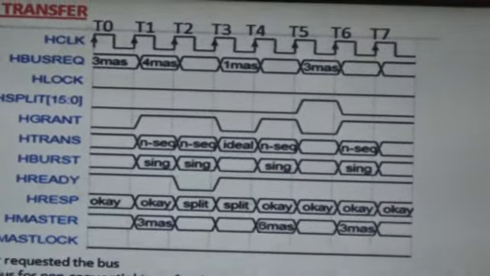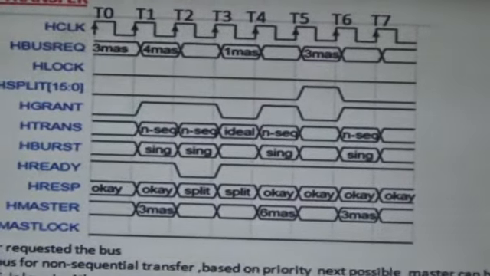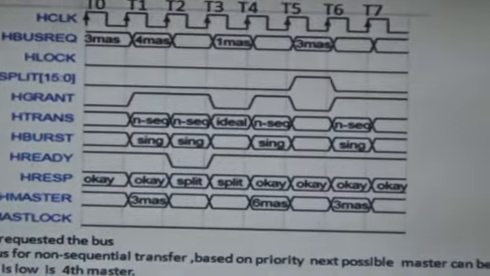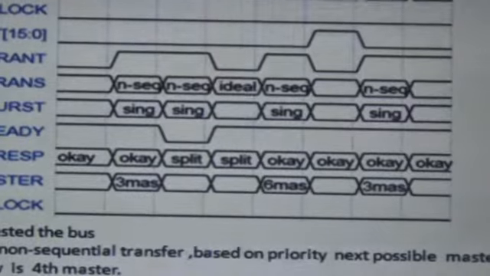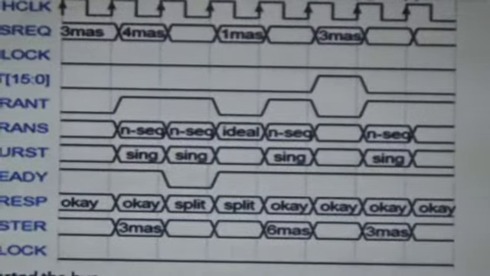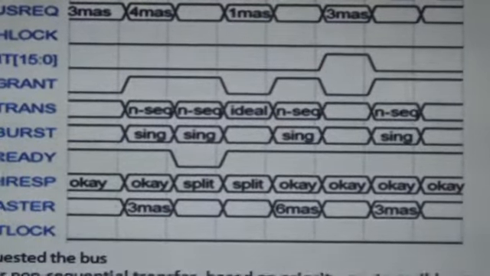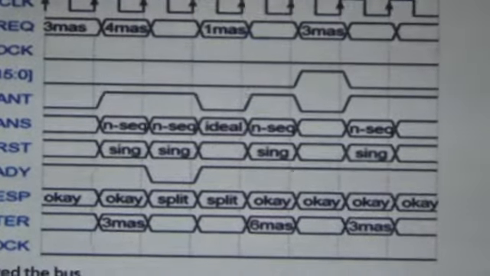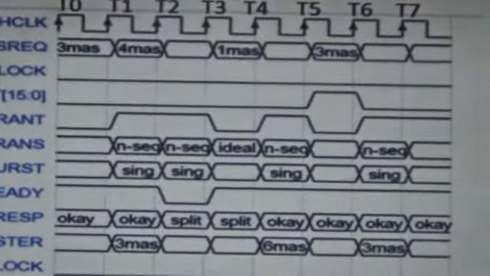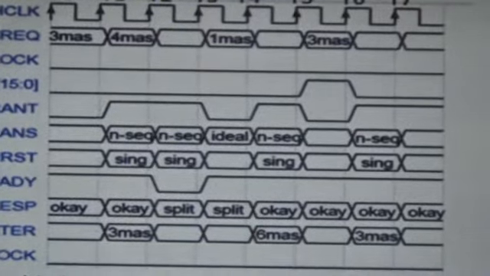So the main observable point is, in the second cycle of the split response, HTRANS is changed to idle, which indicates that the previous transaction is cancelled. Since the previous transaction is cancelled, HGRANT becomes low, which shows that now the bus is free. So since the bus is free, the first master, which is of highest priority for the arbiter, can request.